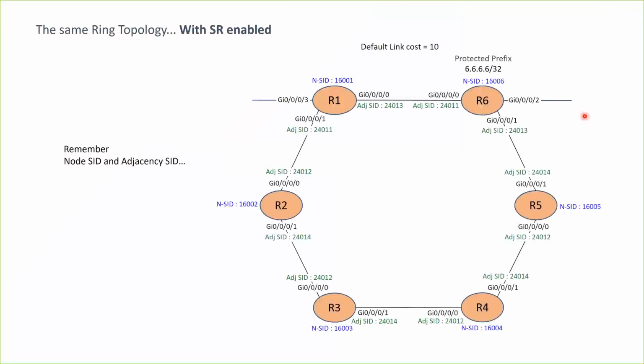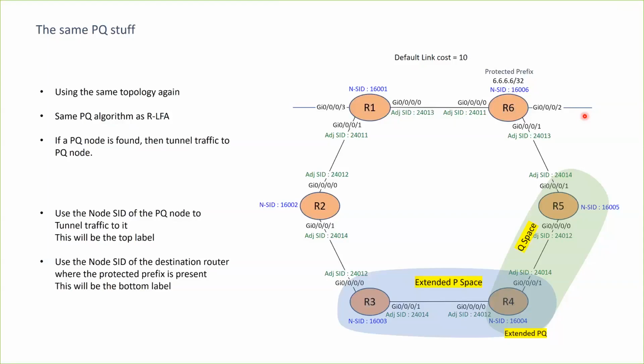Anyway, getting back. Now I'm trying to protect 6666, which is my loopback of R6. Same thing, from R1's perspective, extended P space is R3, R4, Q space is R4, R5. R4 is my extended PQ. Now I want to reach 16,006, I mean 6666. Can you tell me what the label stack is here? Can you think what the label stack could be? What is R1's first purpose? To somehow reach R4 and then reach R6.